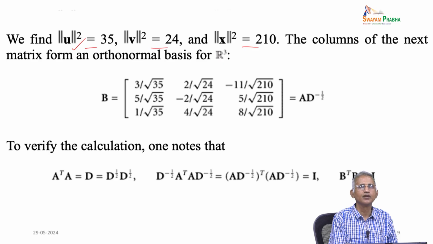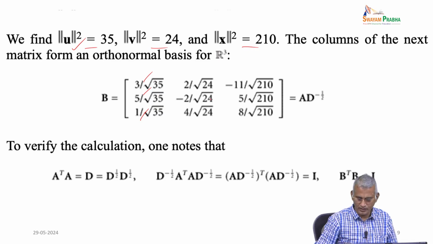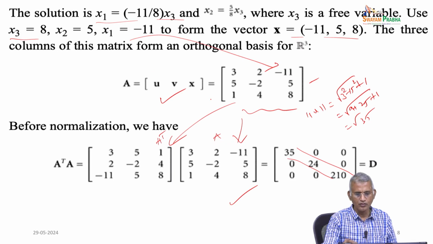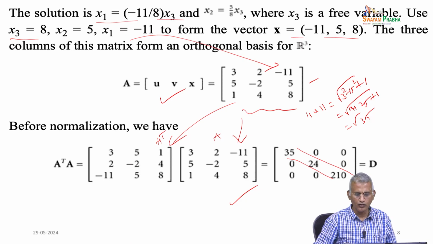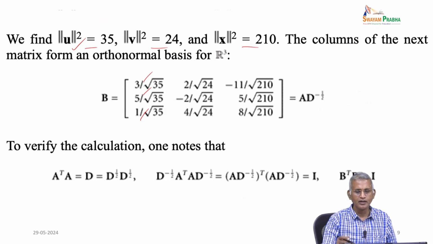So, the columns of the next matrix form an orthonormal basis like this: 3 by root 35, 5 by root 35, 1 by root 35. For the second, 2 by root 24, minus 2 by root 24, 4 by root 24, and the third one minus 11 by root 210, 5 by root 210, 8 by root 210.